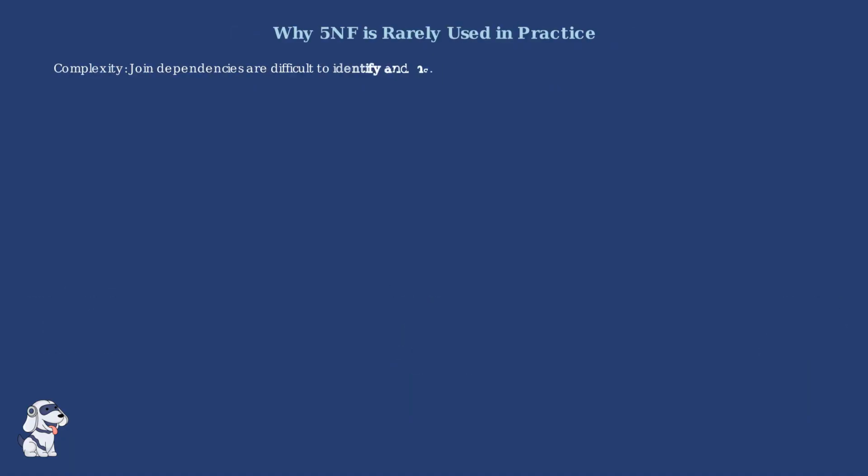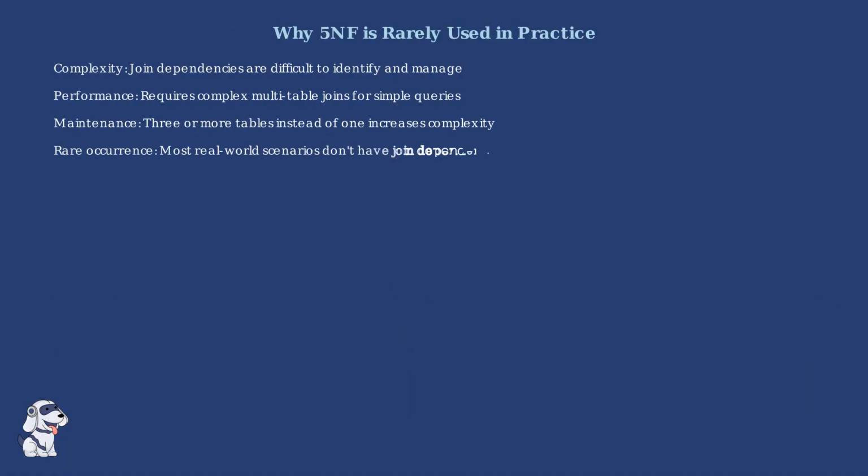Despite its theoretical importance, fifth normal form is rarely applied in practice for several compelling reasons. The complexity of identifying and managing join dependencies is extremely high. Performance suffers because even simple queries require complex multi-table joins. Maintenance becomes significantly more difficult with 3 or more tables instead of 1. Most importantly, join dependencies are quite rare in real-world scenarios, and the benefits rarely justify the added complexity.